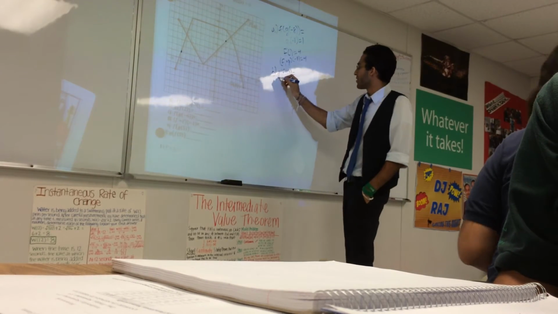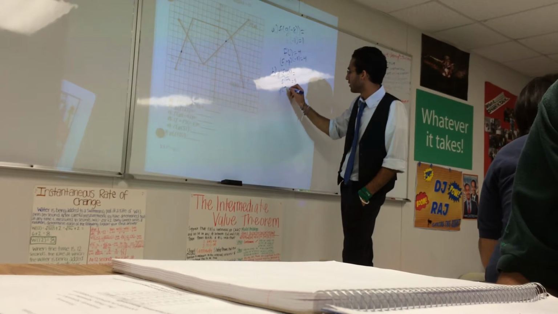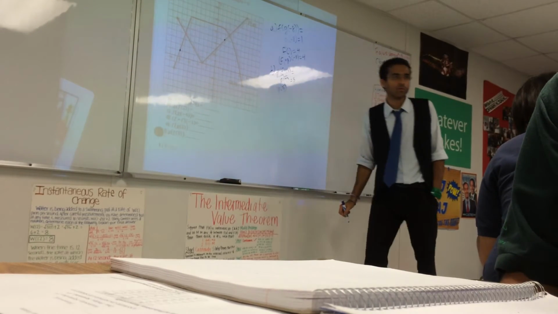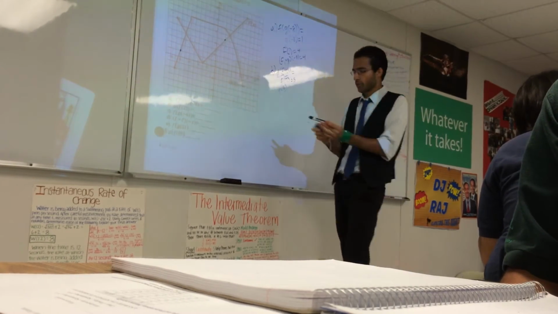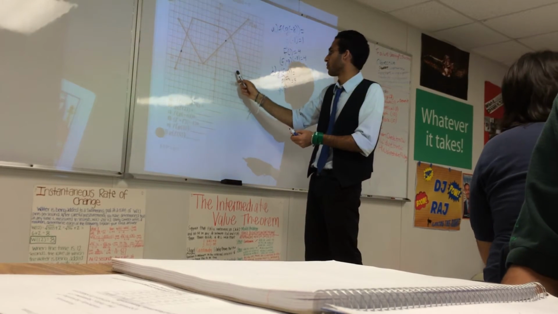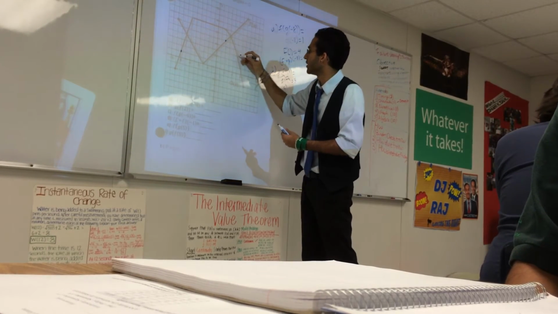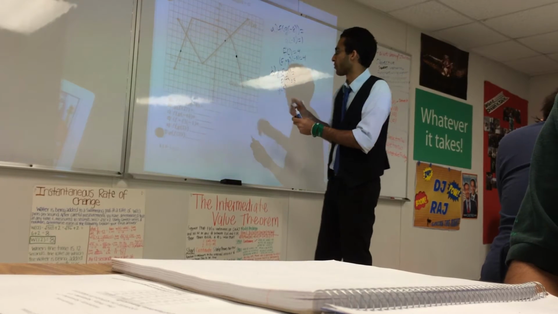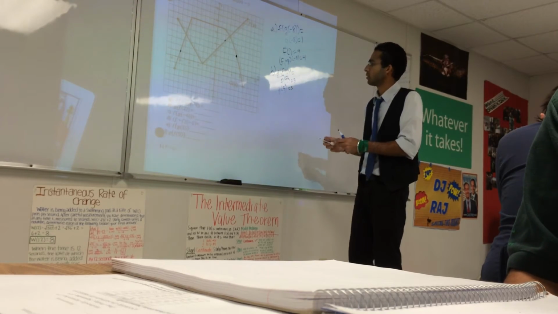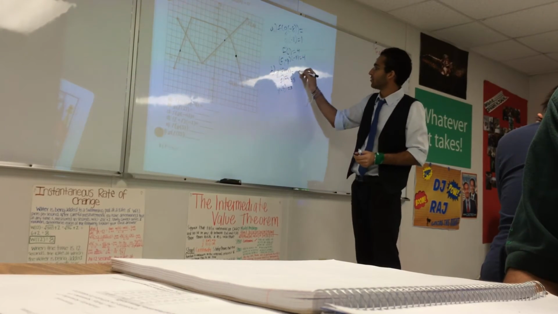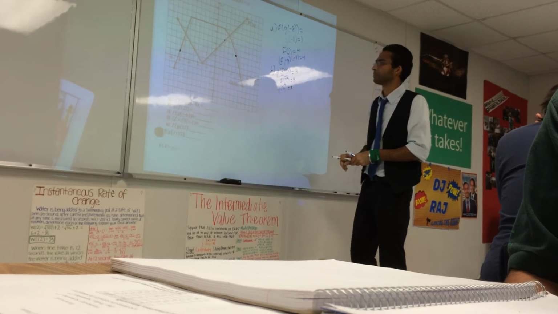So now I can rewrite this as g of 5. Where is g of 5? We'll come over here to 5: 1, 2, 3, 4, 5. Come up here to g. That's right here. And I get 3. So g of f of 2 equals 3.